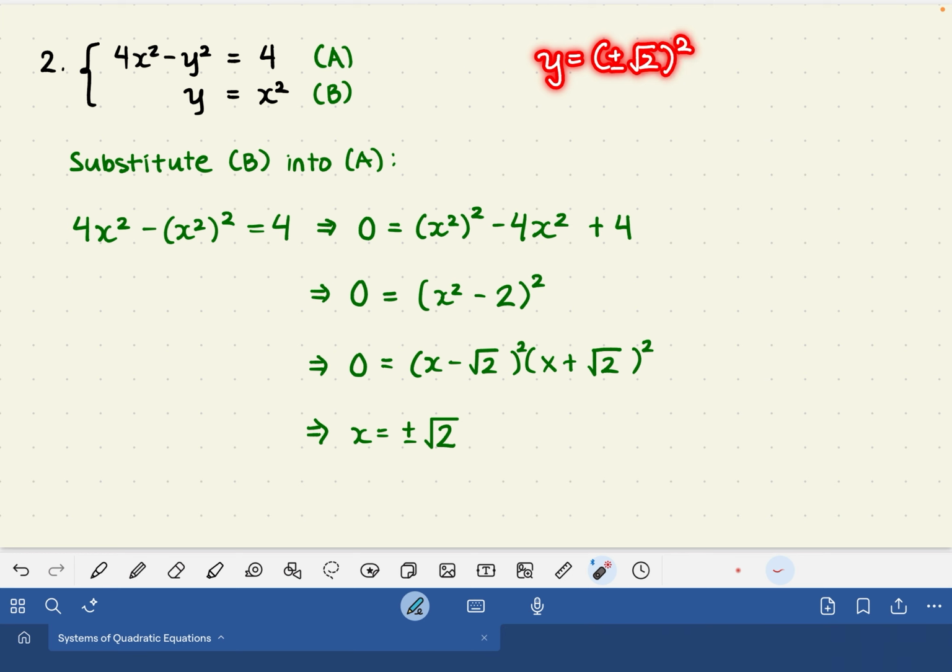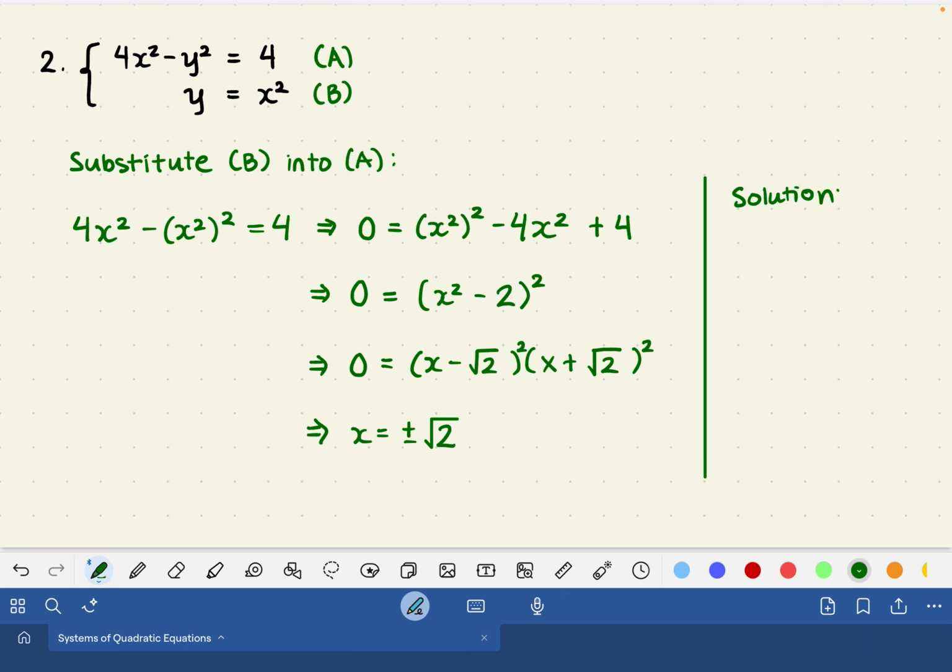If you square that one, that would always be 2, whether it's negative square root of 2 or positive square root of 2. So this means that in either case, the solution set that we will obtain is first the point negative square root of 2, 2, and the other one is the point square root of 2, 2. This is the answer for this problem.